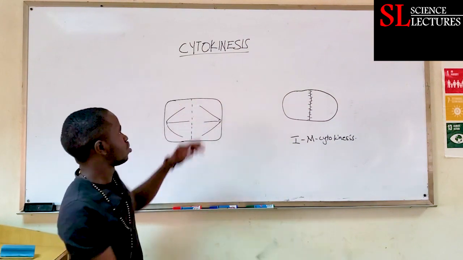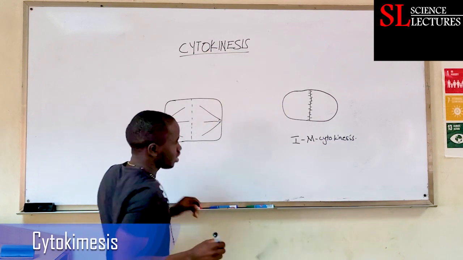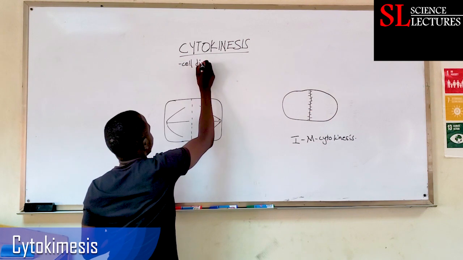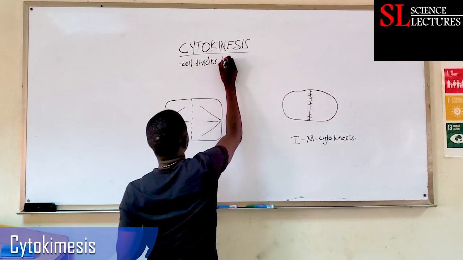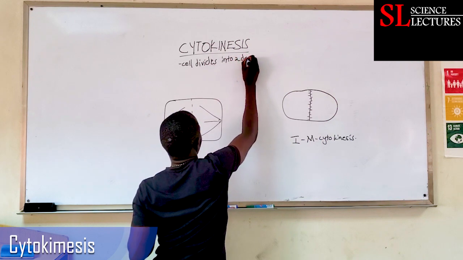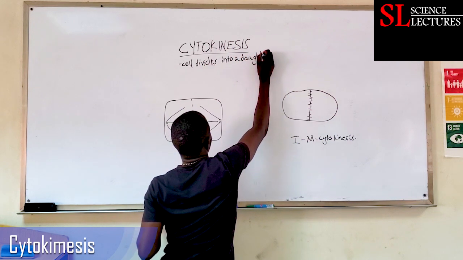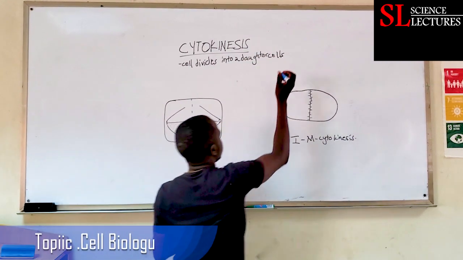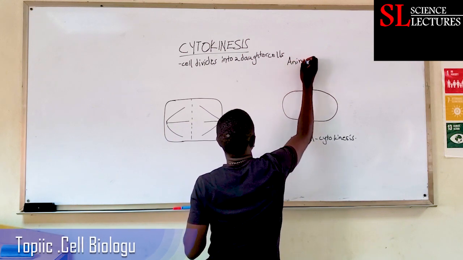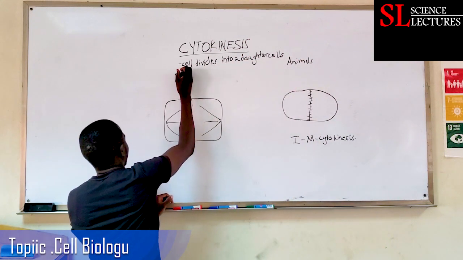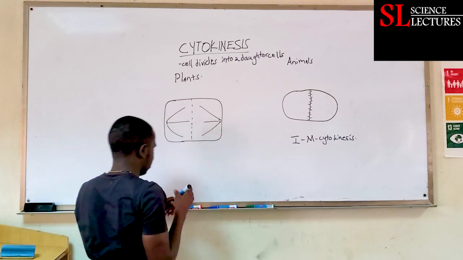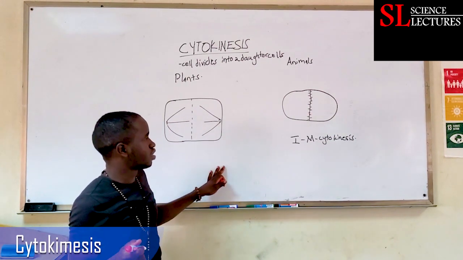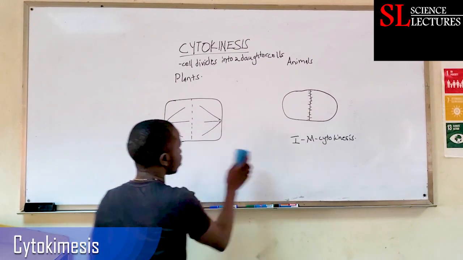So today we are going to look at cytokinesis. Cytokinesis is the actual process by which the cell divides into two daughter cells. And cytokinesis is different in animals and different in plants. So the process by which cytokinesis happens in animals is different from the process by which cytokinesis happens in plants. Let us begin with cytokinesis in animals.